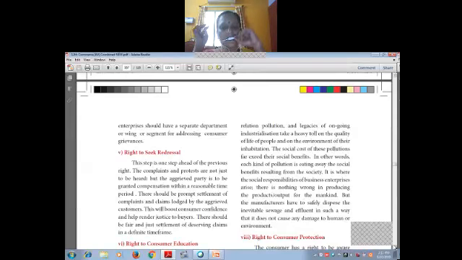It is where the social responsibility of the business enterprise arises. There is nothing wrong in producing the product output of the manufacturer. But the manufacturers have to dispose of the inevitable sewage and effluent in such a way that it does not cause any damage to the human environment.